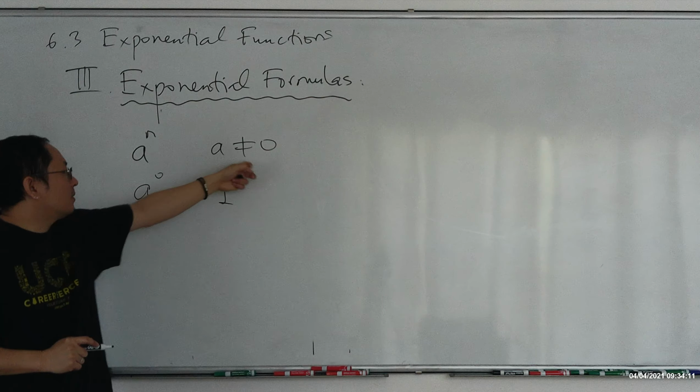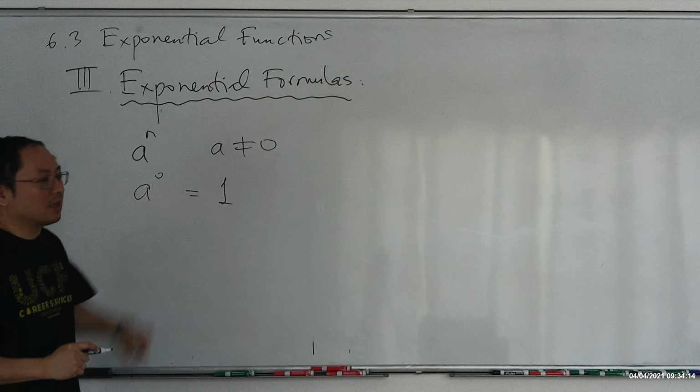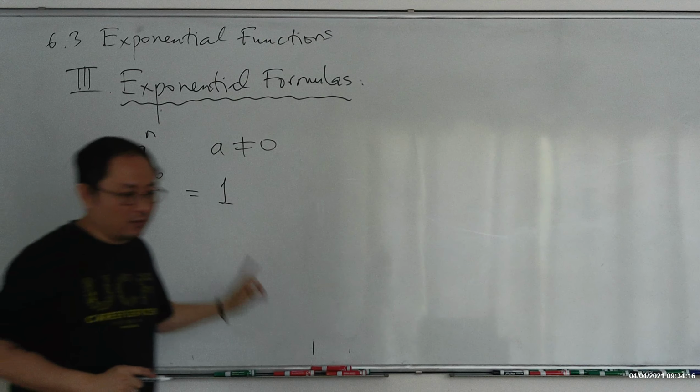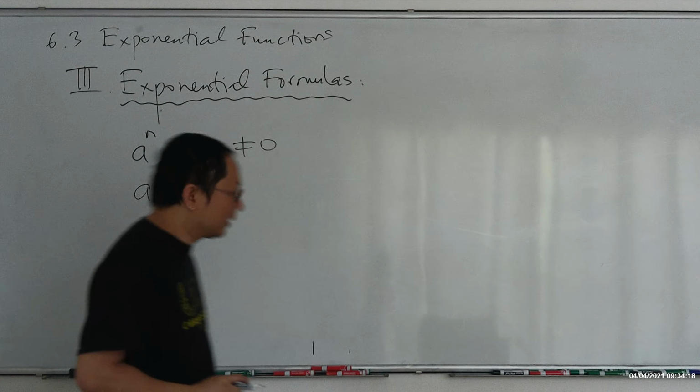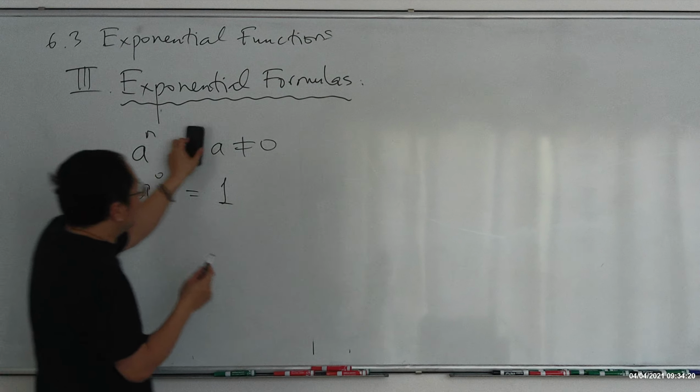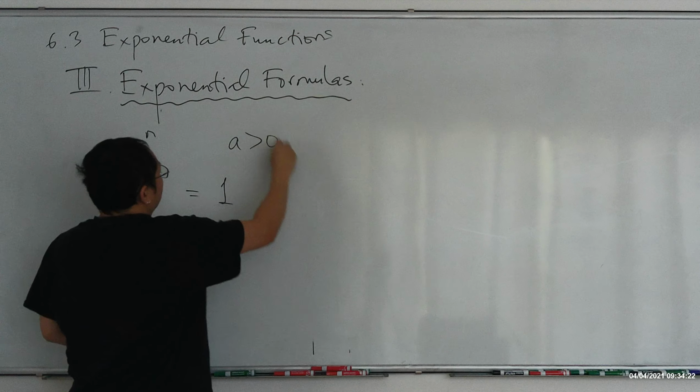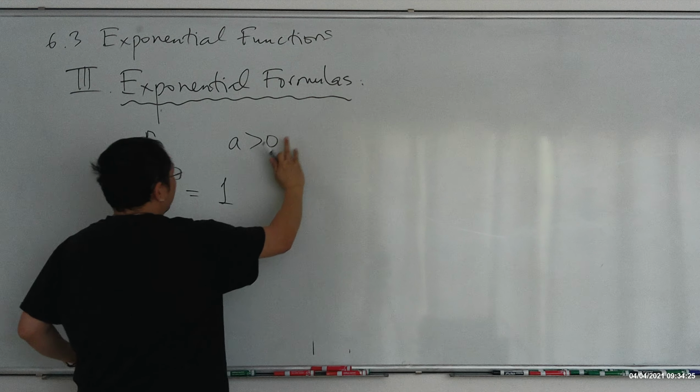I'm just looking at the textbook. It considers a non-zero, but a needs to be positive for real exponents. So let me change this, make it better. The condition is a is positive. A could be 1.